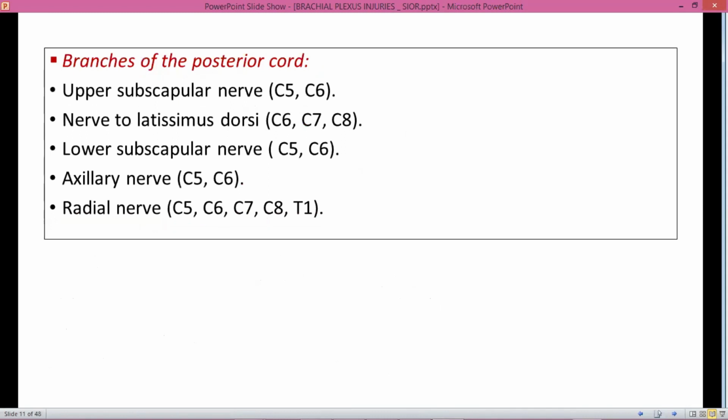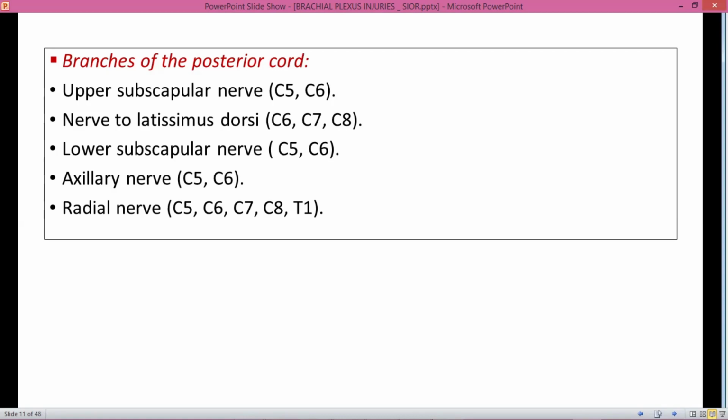Now the branches of the posterior cord. The first one is the upper subscapular nerve, which has a root value of C5, C6. Then the nerve to the latissimus dorsi, which has a root value of C6, C7, C8, also called the thoracodorsal nerve. Then the lower subscapular nerve, which has a root value of C5, C6. Axillary nerve, which has a root value of C5, C6, supplies primarily the deltoid and the teres minor muscle.